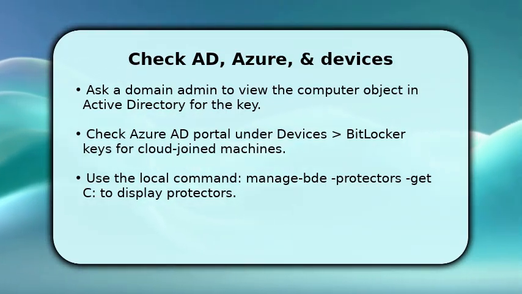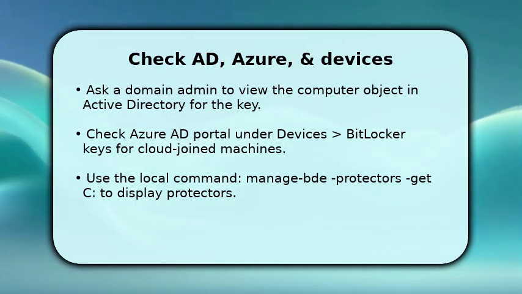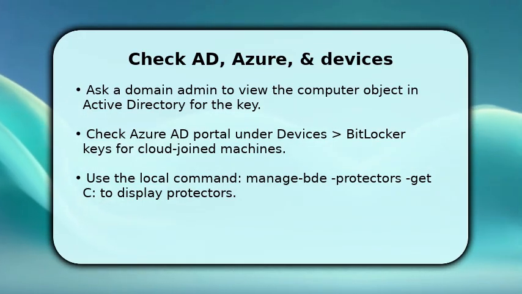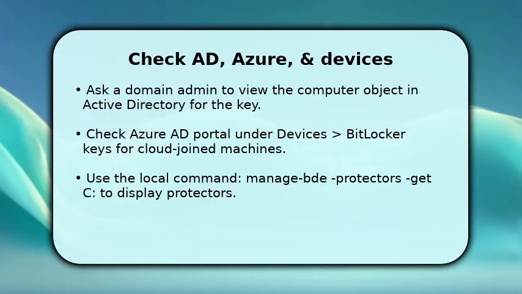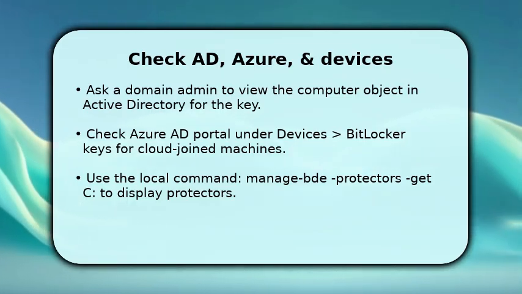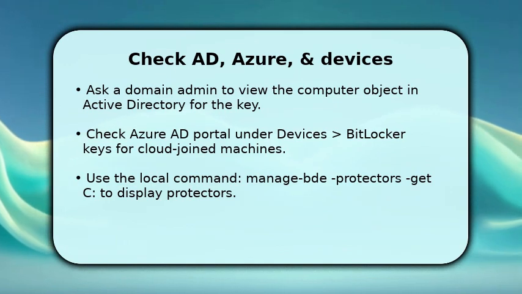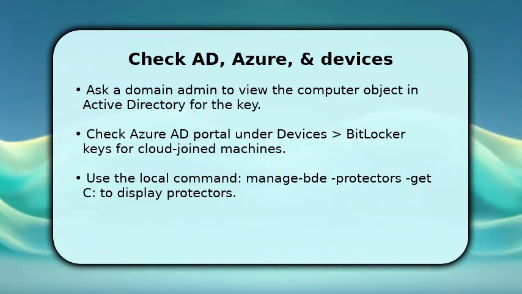For Azure AD joined devices, search Devices then BitLocker keys in the Azure portal. Once located, record the number. If you have local access, run manage-bde -protectors -get C: in an elevated prompt to reveal key protectors and note any recovery key ID to match what you found.